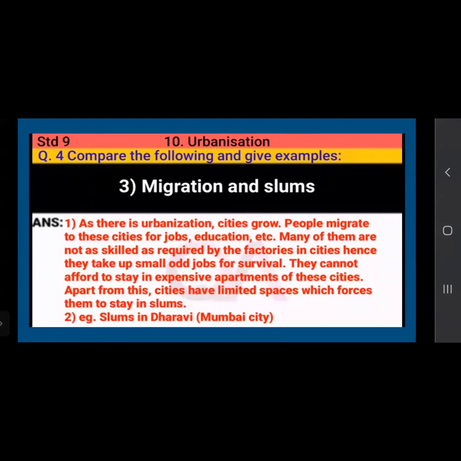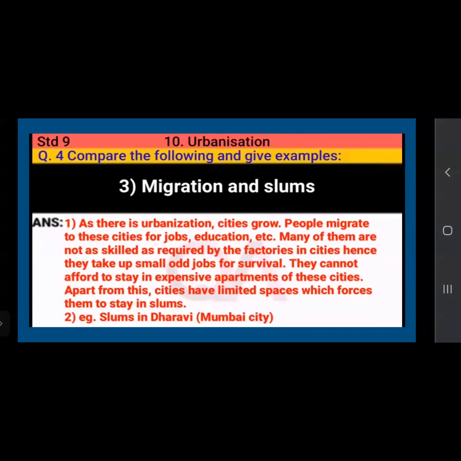So people are migrating from these cities for what purpose? For jobs, getting a job, education. Many of them are not as skilled as required by the factories in cities, hence they take up small odd jobs for survival. So they are not getting the related jobs, and they have to compromise with small scale jobs.